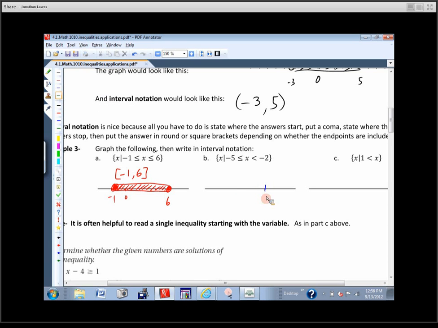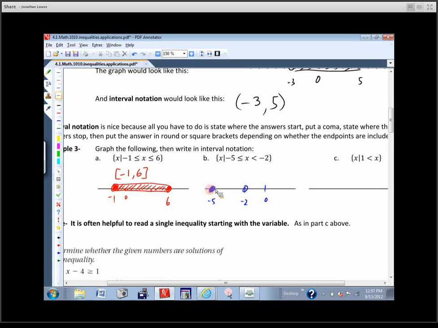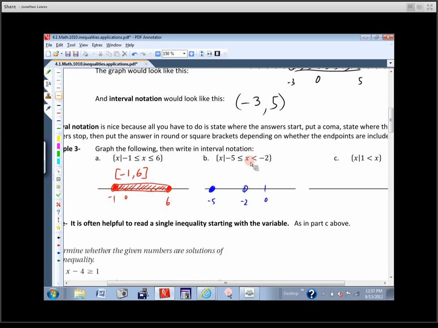Again, pretty quick. I've got 0 here. I've got -5 here, and I've got -2 here. Doesn't necessarily have to be to scale. Which of these two do I fill in? X is greater than or equal to, so it could actually equal -5. And x is strictly less than, that's the word we use for this. We say it's strictly less than -2. So it can't even equal -2. And everywhere in between.